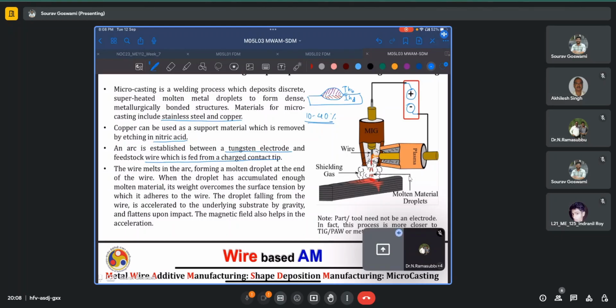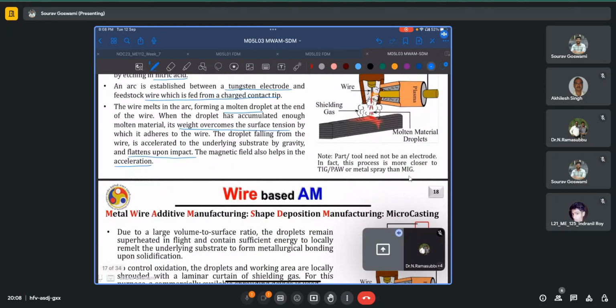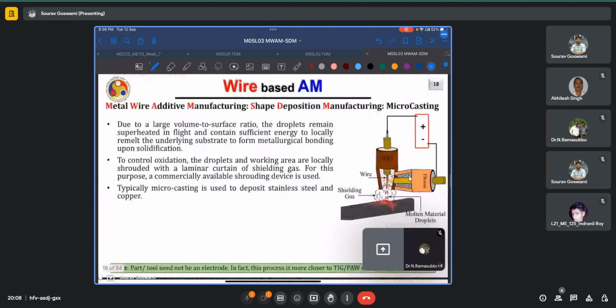The wire then melts in the arc, forms a molten drop at the end of the wire. It will continue to build up, and when its weight overcomes the surface tension, it will simply fall on the surface and flatten upon impact. The magnetic field also helps in acceleration. In this case, the part need not be an electrode, and this is how it is similar to TIG or plasma arc welding rather than MIG.